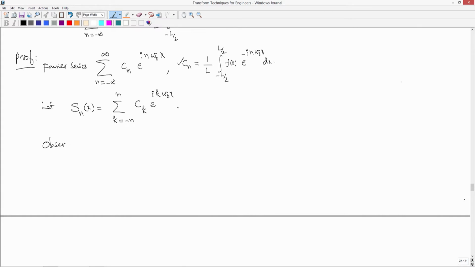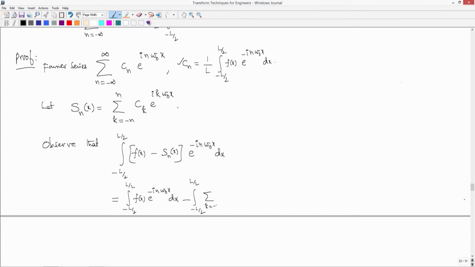So if you integrate from minus L by 2 to L by 2 of f(x) minus Sn(x), multiplied with e power minus I n omega naught x dx, what is this value? Expand it. This is the integral of f(x) e power minus I n omega naught x dx, minus the integral from minus L by 2 to L by 2 of Sn(x), which you write as the sum over k from minus n to n of Ck e power I k omega naught, into e power minus I n omega naught x, with dx.